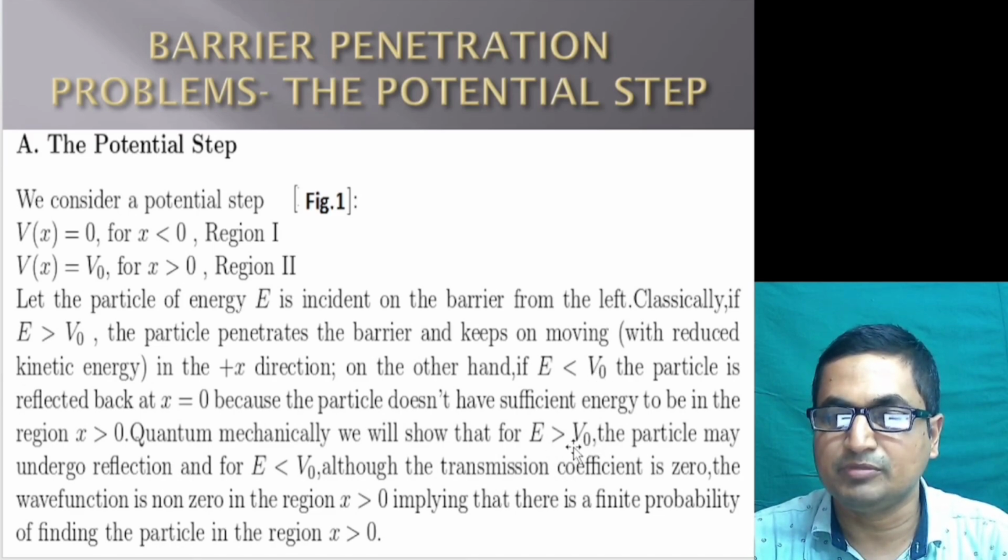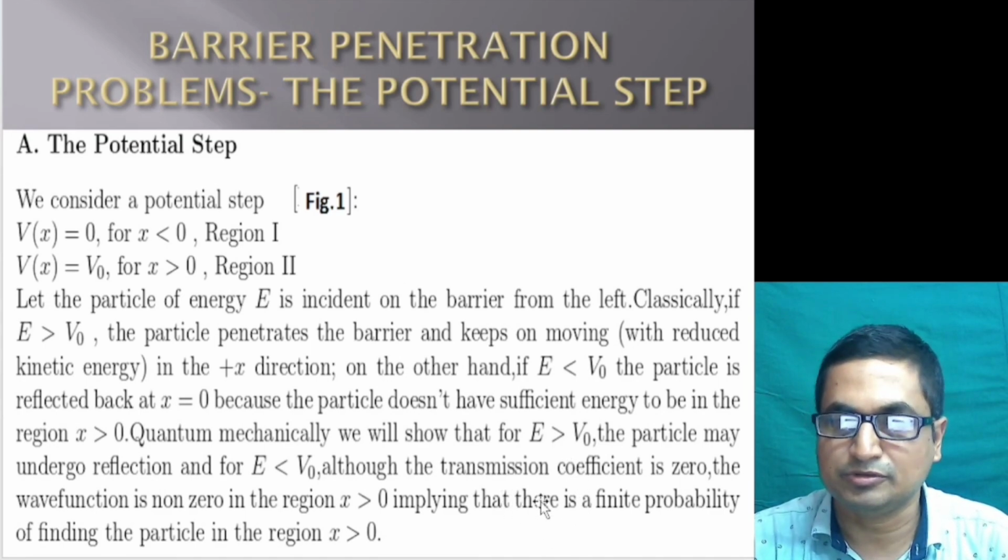If E is greater than V0, the particle may undergo reflection, and for E less than V0, although the transmission coefficient is 0, the wave function is non-zero. That means there is a finite probability of finding the particle in the second region also.